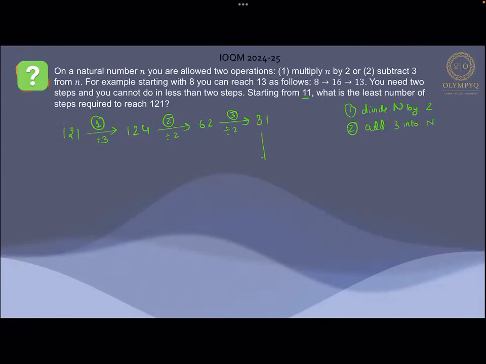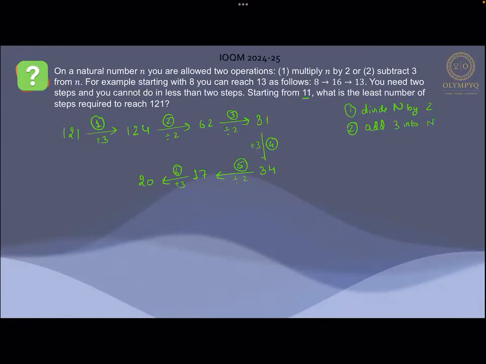Now, in the fourth step, once we got 31, I need to add 3 so that I can again divide. Adding 3 gives us 34. Now, for the fifth step, we need to divide this by 2, and I'll get 17. So this is the fifth step. Now again we got an odd number, so I'm going to add 3 at this point. This is the sixth step, and I'll get 20 over here.